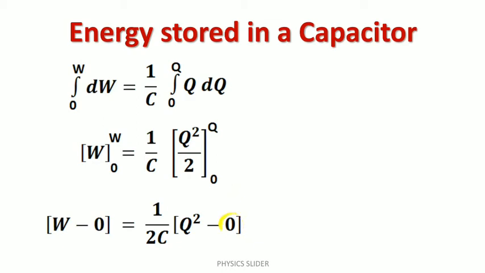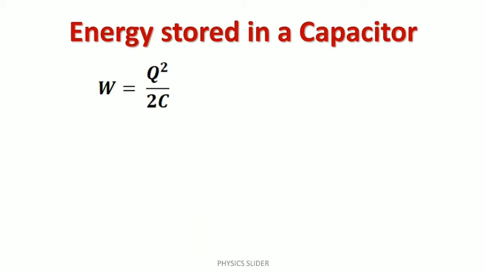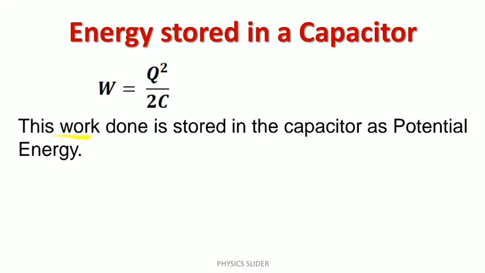0 square remains 0. Now this would be W minus 0 is equal to 1 upon 2C, Q square minus 0. Solving this, we will get W is equal to Q square upon 2C. Now this work done is stored in the capacitor as potential energy, so we can write U is equal to Q square upon 2C. This is the energy stored in a capacitor.